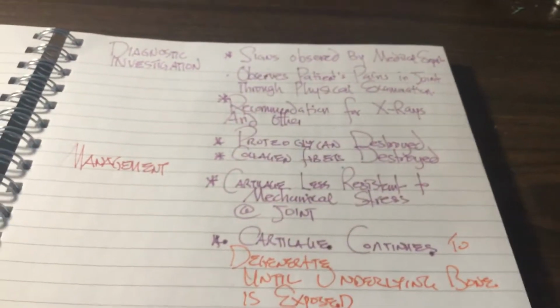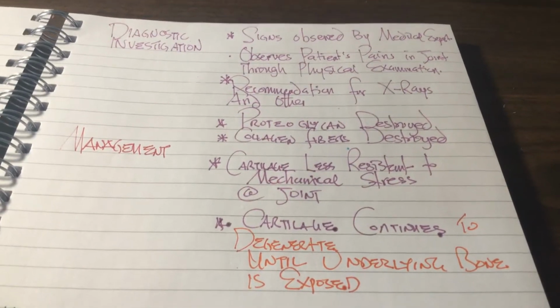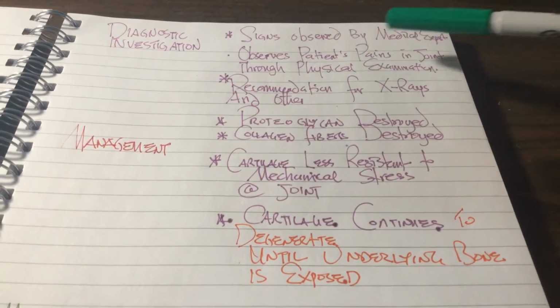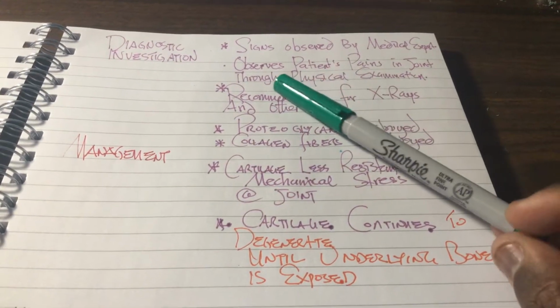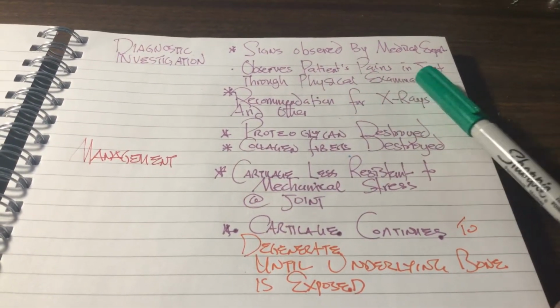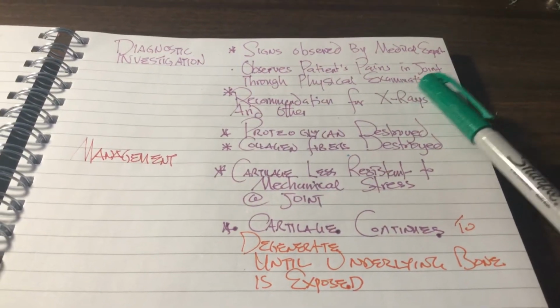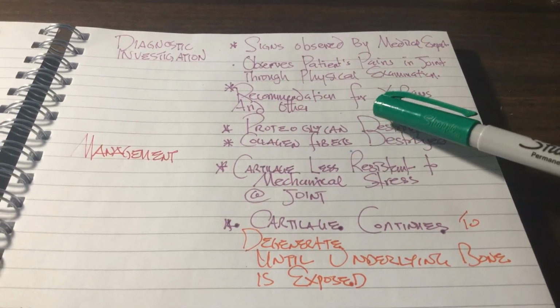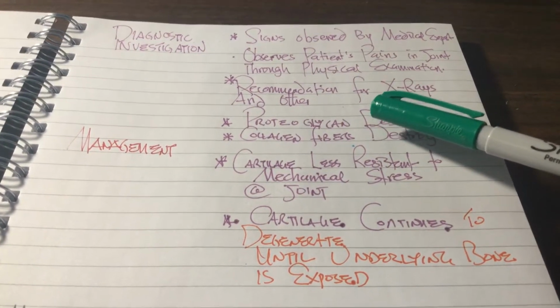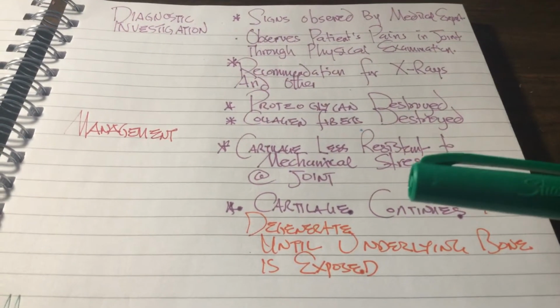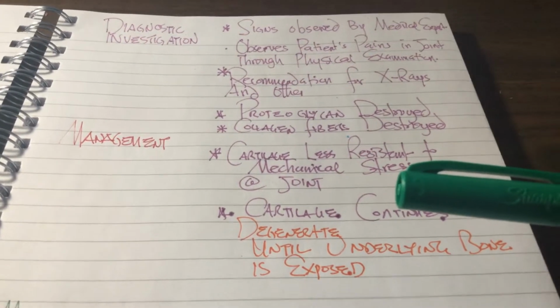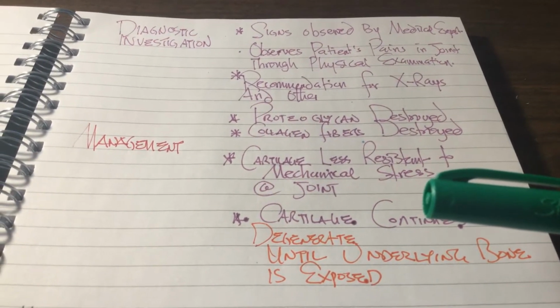The signs can also be observed by the medical expert. The medical expert observes the patient's pains in joints through physical examination. Like I said, you can also recommend maybe X-rays and things like that, just to confirm whatever symptoms the patient is actually experiencing.